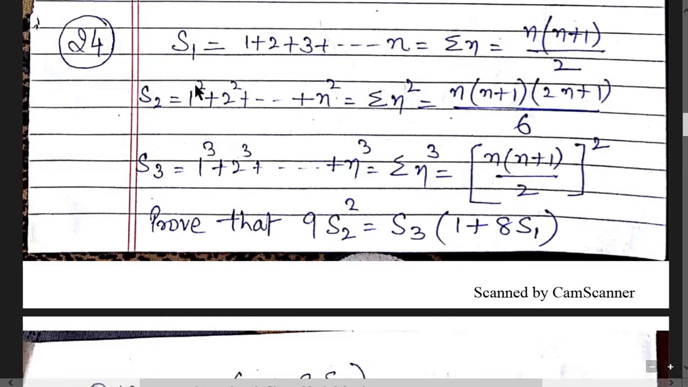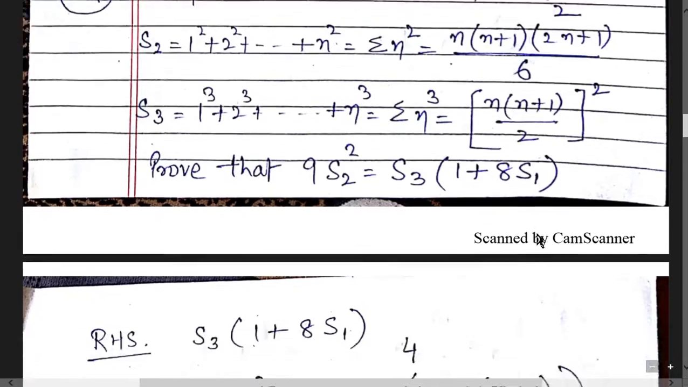Question number 24. S1 is given to you. It's n into n plus 1 over 2. S2 is sigma n square, n into n plus 1 into 2n plus 1 divided by 6. S3 is sigma n cube, the formula is n into n plus 1 over 2, whole square. And you have to prove 9 into S2 square is equal to S3 into 1 plus 8 S1.